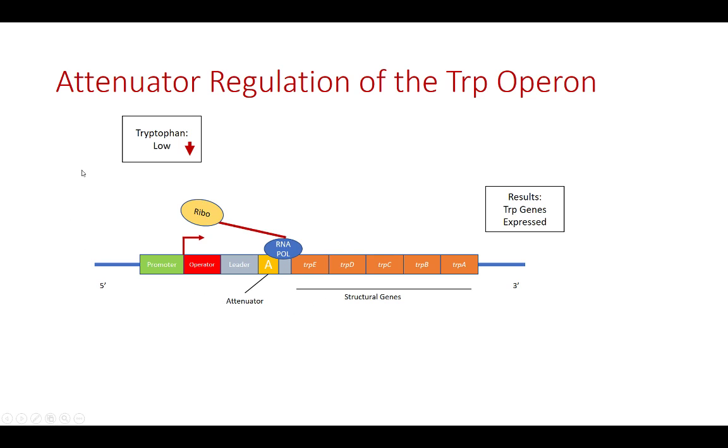On the other hand, if tryptophan is low in the cell, the ribosome will get to those tryptophan codons, and it will stall. It will be unable to elongate the chain. As a result, the RNA will change conformations into a different conformation, which is called the anti-terminator hairpin. Now this loop doesn't affect the RNA polymerase, so it's able to travel through the rest of the gene and produce an mRNA that contains all the other structural genes in it.